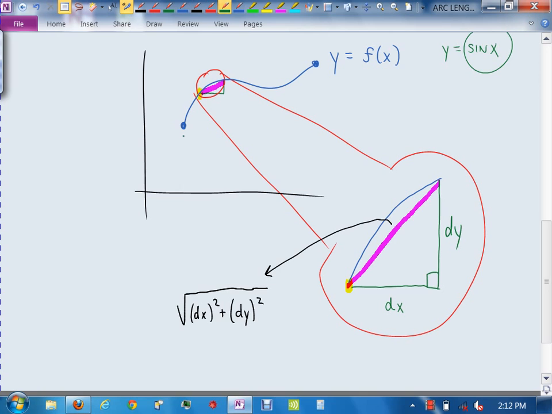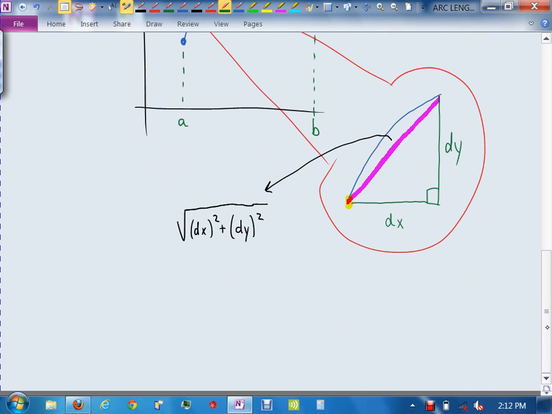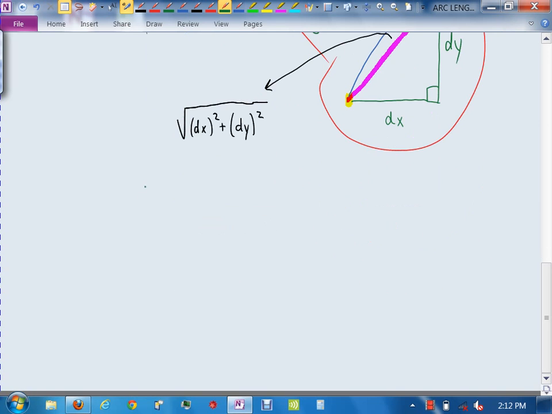A to B, so I need to put my A and B on my picture. A to B. No, you'll see what's going to happen there with the dy. Okay? Now we have the integral from A to B of, now we just want to add all those up, right?